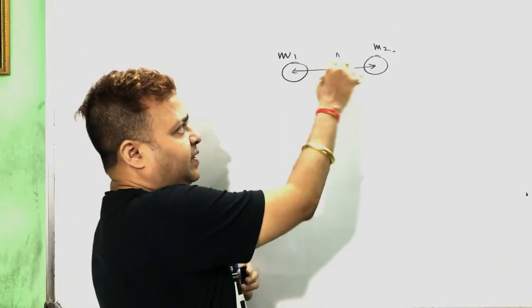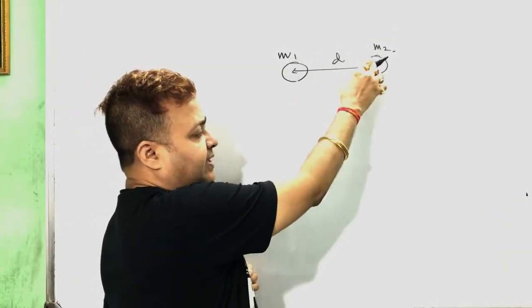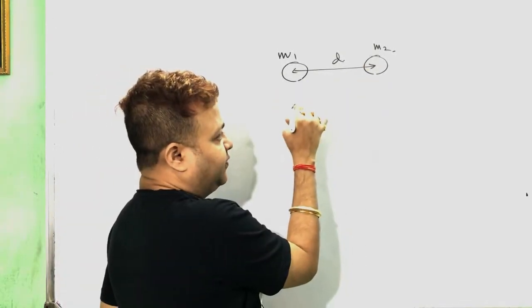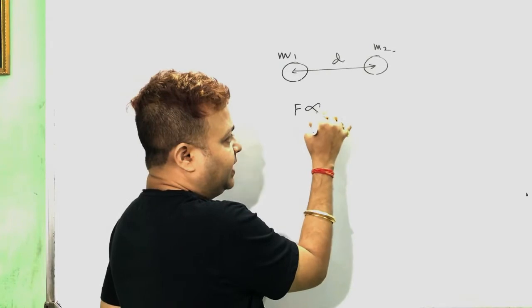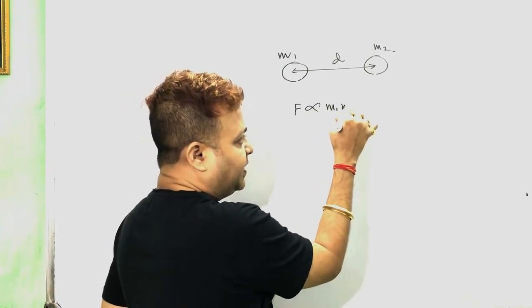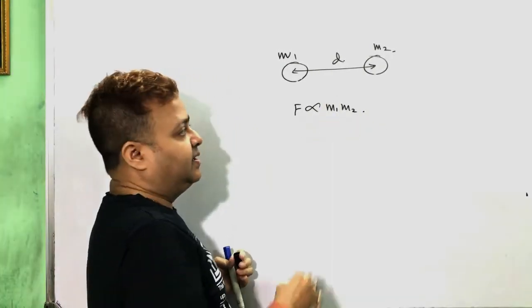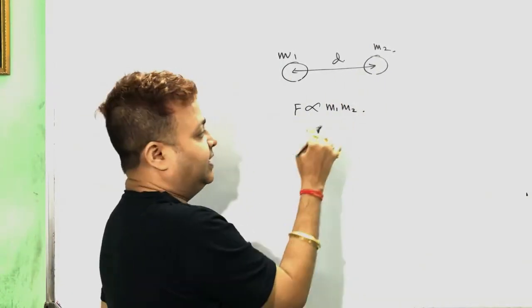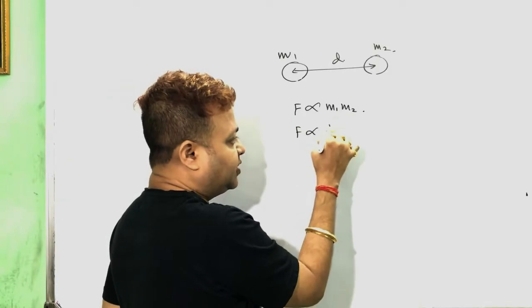Two bodies of masses m1 and m2 are separated by a distance of small d. Then, according to the laws of gravitation, the force of attraction is directly proportional to the product of their masses and inversely proportional to the square of the distance.